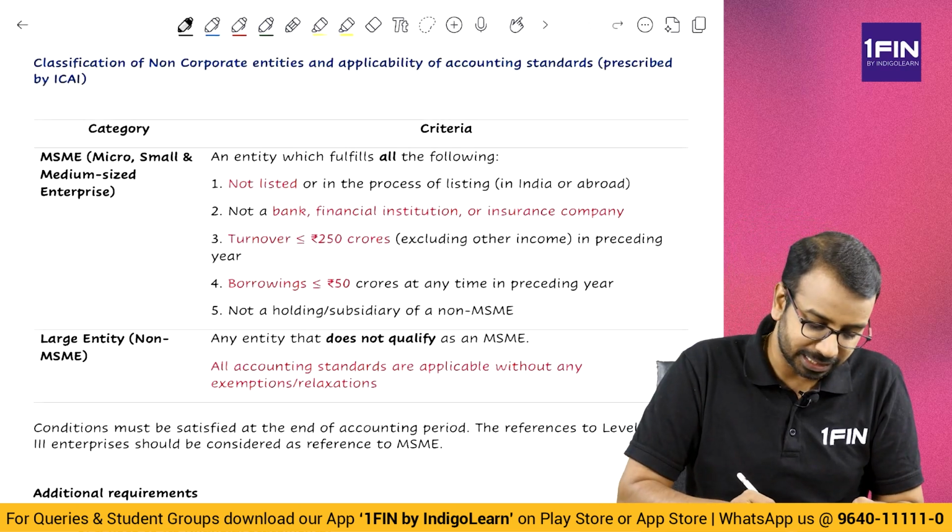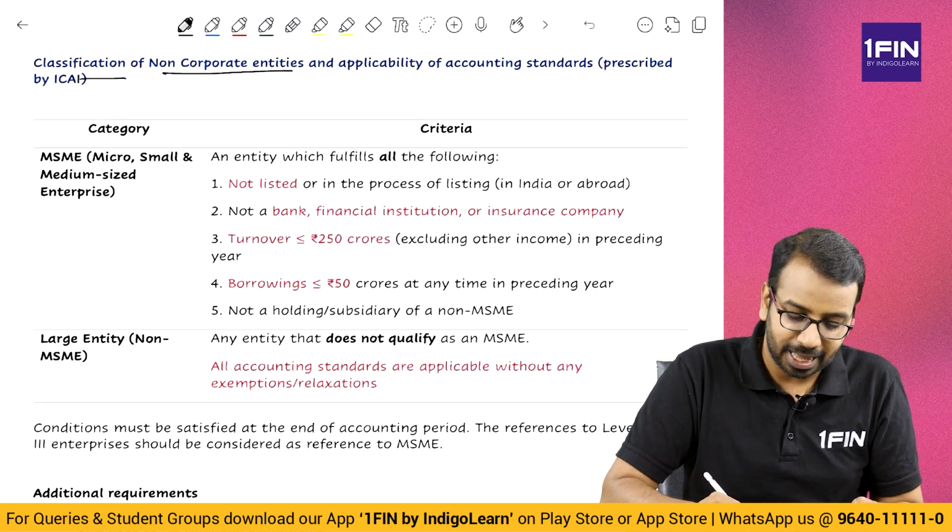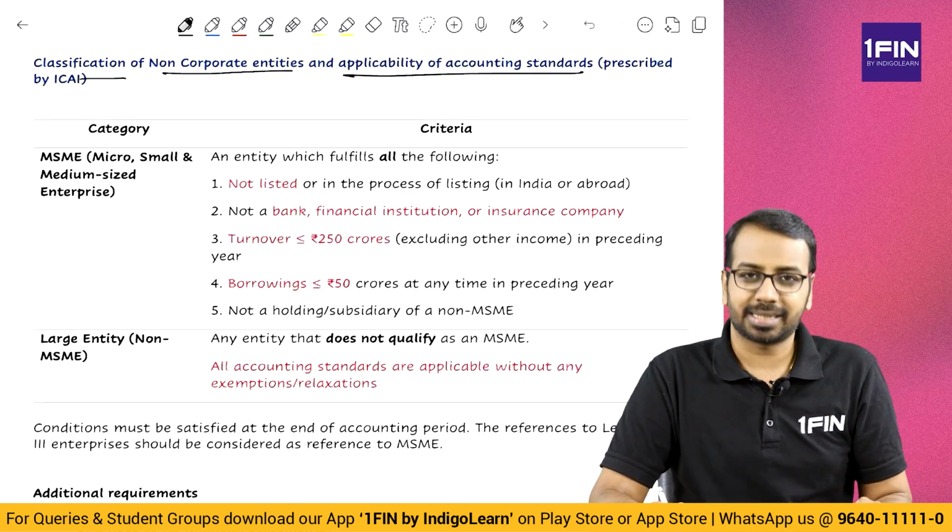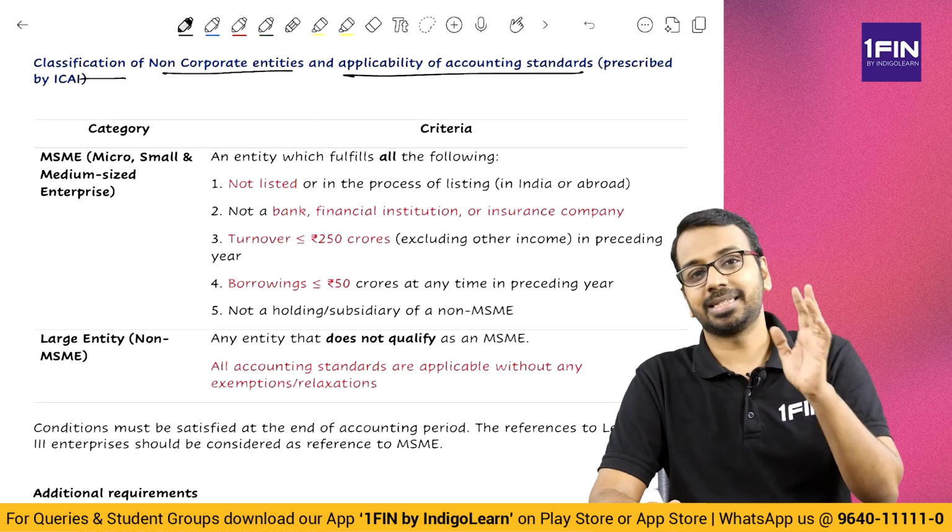Let's now have a look at the classification of non-corporate entities and applicability of accounting standards. This is prescribed by ICAI.